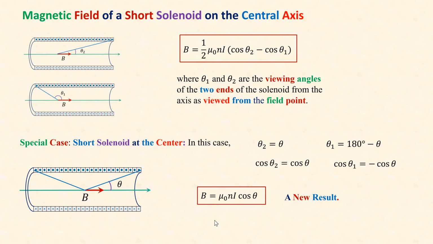Did you see that at the center of that solenoid, the value of the B field was less than mu naught Ni? It is because this cosine theta was, of course, less than 1. It becomes 1 when the solenoid becomes infinitely long.